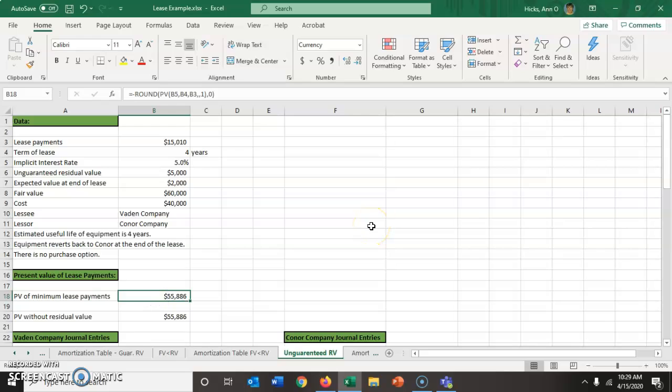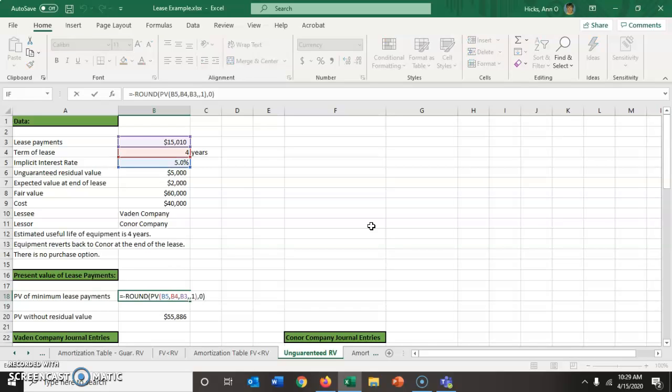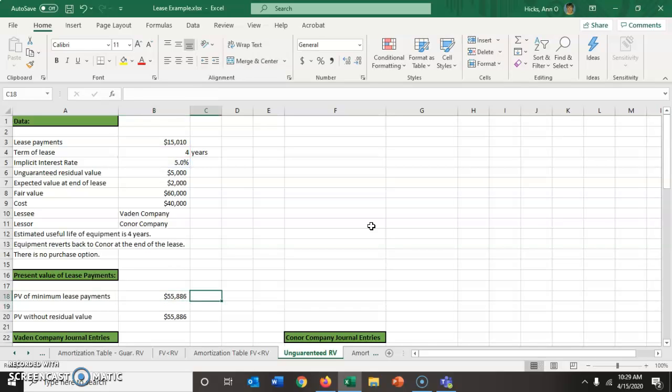One difference is that the present value of the minimum lease payments does not include the residual value for purposes of classification or for purposes of calculating the liability. So we are at $55,886 for purposes of classification as well as the liability.